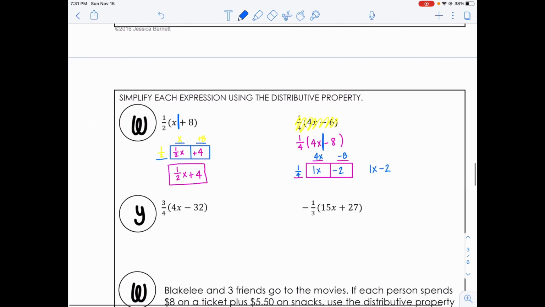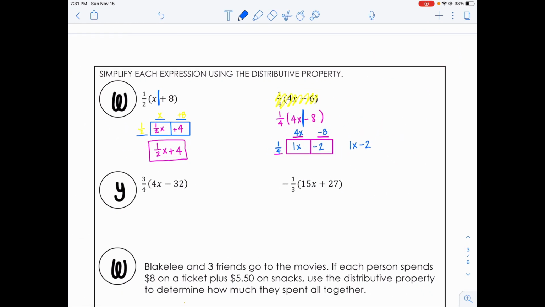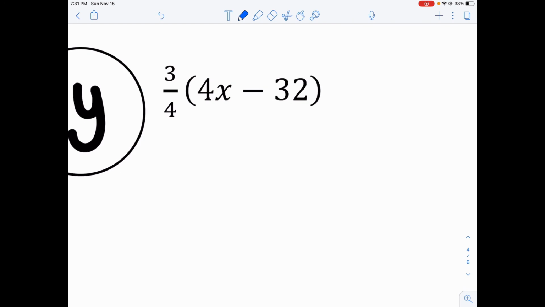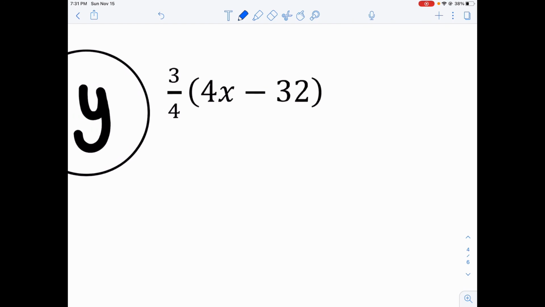There are 2 more in that section. Go ahead and try to do those 2 on your own. So pause the video, work through the problems. When you're finished, unpause the video and compare your work to mine. All right, now that you've gotten them done, let's go ahead and go over them together. 2 terms in the parentheses, so 2 boxes.